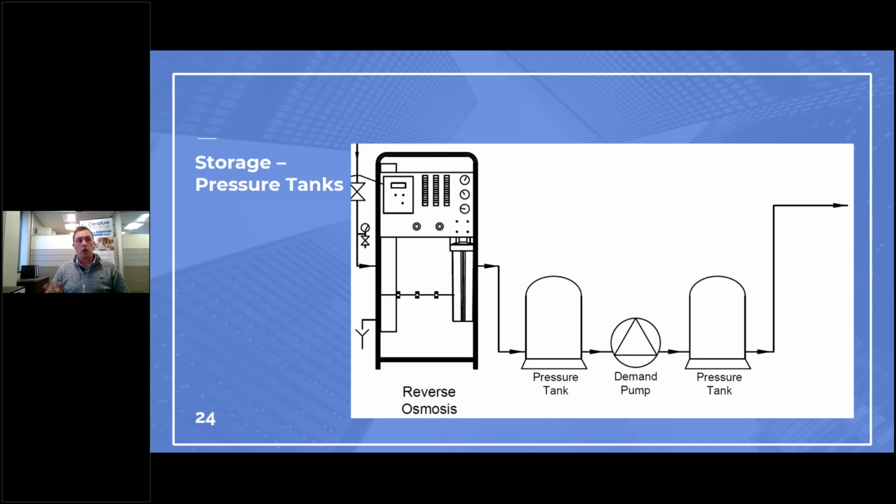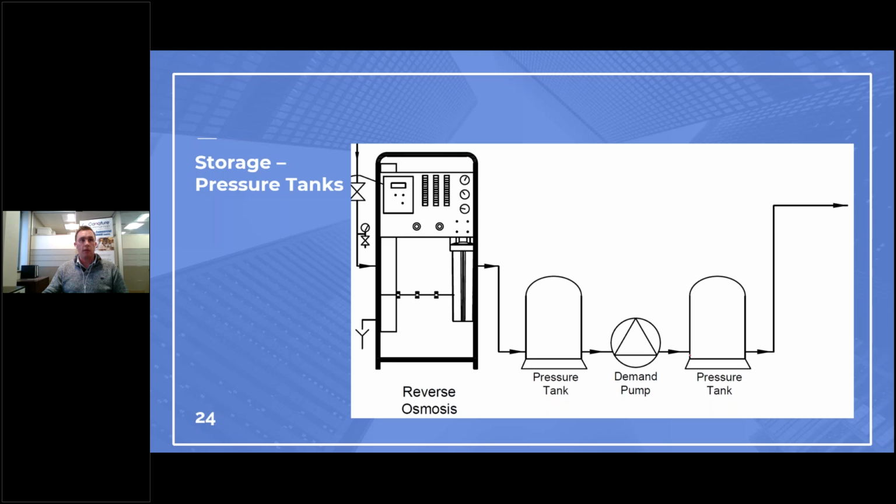So in terms of how it can look, here I've got a special example, but most of the time, what you're going to see is just the RO system itself here on the left going directly into a pressure tank. In this scenario, they needed a little bit more water than what the RO could produce if it needed to.